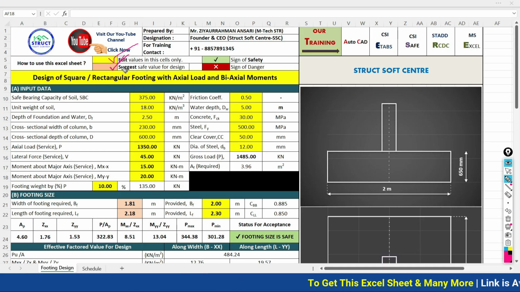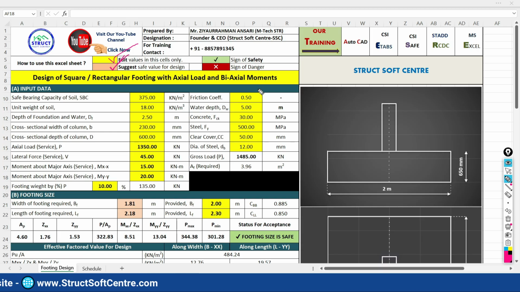This cell will suggest what should be adopted. And wherever you get a red cell, that is the cell of danger. It means you did something wrong and you have to correct it. It is the failure sign. Hope that you all understood how to use this spreadsheet.